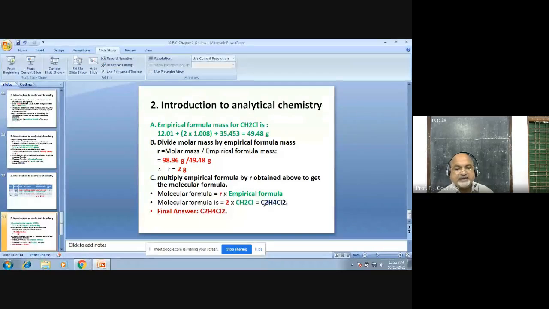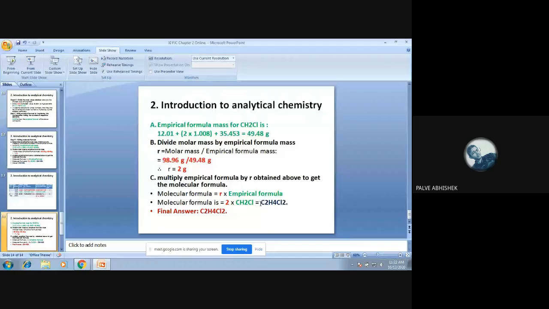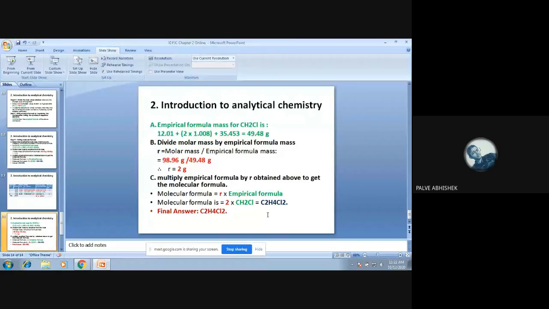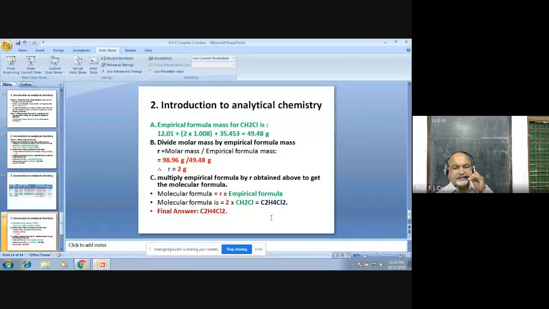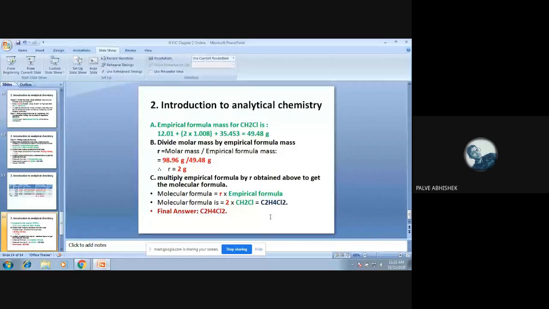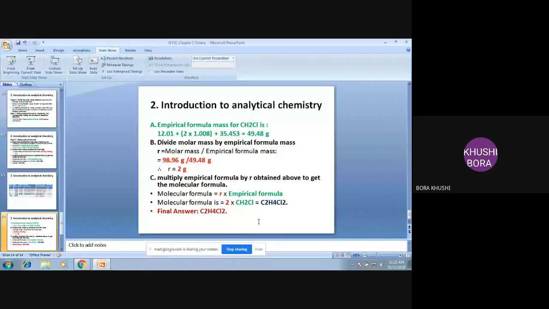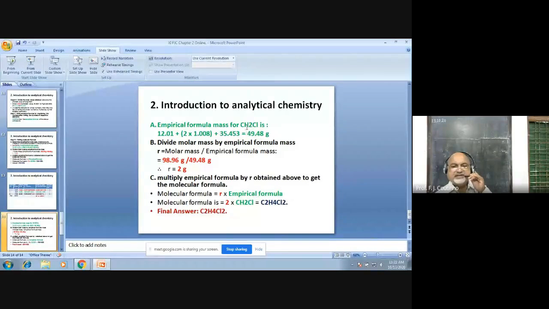If I want to cross check whether this answer is correct or wrong, how will I do it? What is the method I can use to confirm this answer? How will I cross check that C2H4Cl2 is the right answer? Divide to the simplest ratio, which is here CS2Cl, right? That is one way.